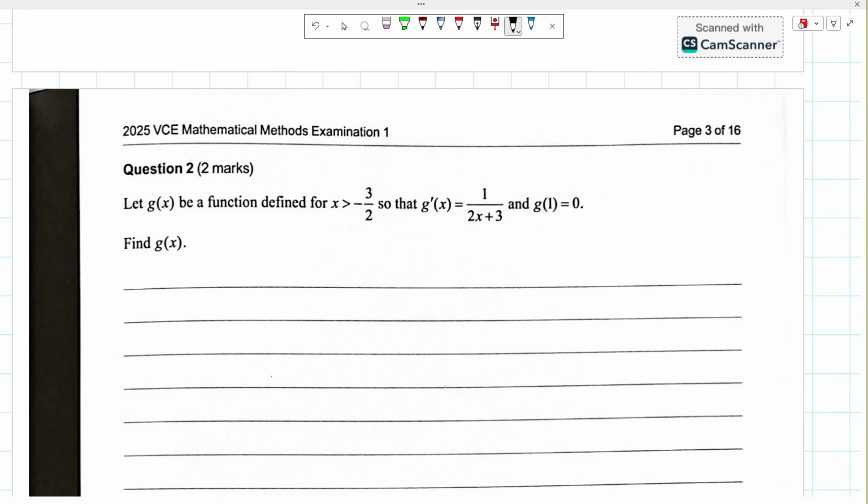Let g of x be a function defined for x greater than 3 over 2, so that g dash of x is equal to 1 over 2x plus 3, and g of 1 is equal to 0. Let's find g of x. So how do we go from the derivative to the original function? Well, of course, you have to do an antiderivative.